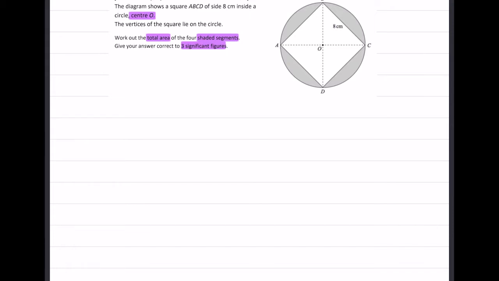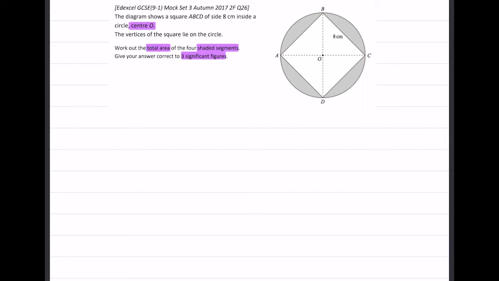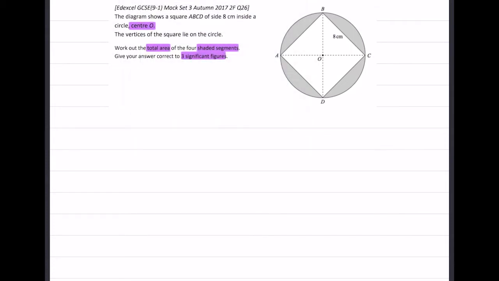Alright, now if we are trying to determine the total area of the shaded segments, the best way to do this would be to determine the area of the whole circle, then determine the area of the square inside the circle and subtract the area of the square from the area of the circle. So that will be the best way to do it. In order to calculate the area of either of those shapes, we need to know what the formula would be.